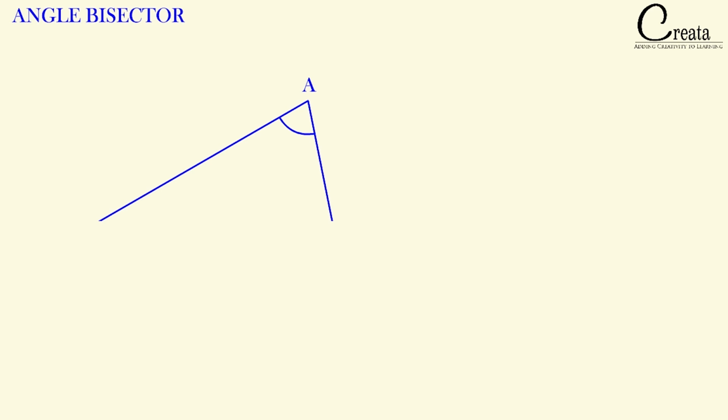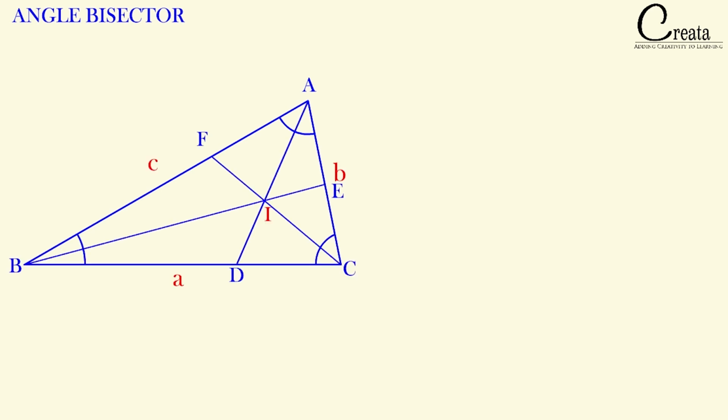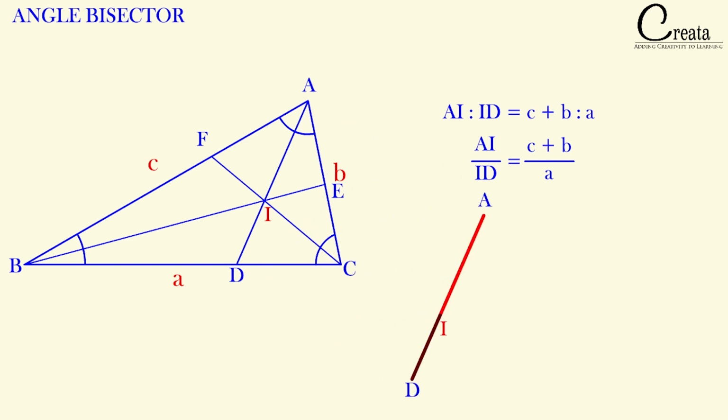Moving further, the next fundamental is that the incenter divides the angle bisector in some ratio. That ratio is equal to the sum of the two sides containing the angle, that is C plus B, is to the third side, that is A. Which means AI is to ID, where the incenter is dividing the angle bisector AD. So AI is to ID is equal to C plus B is to A. In this fundamental, the incenter is dividing the angle bisector into two parts.